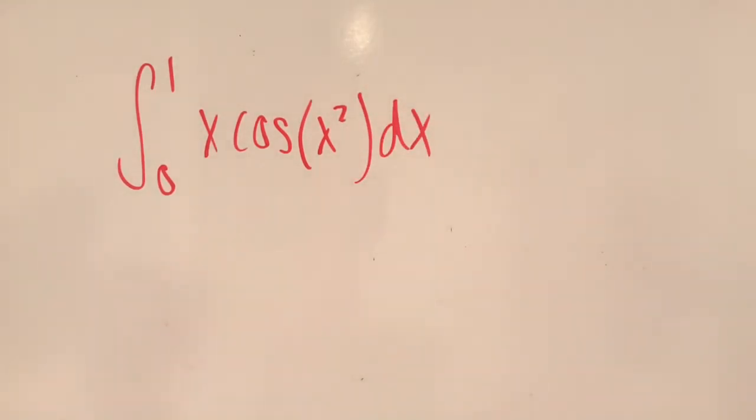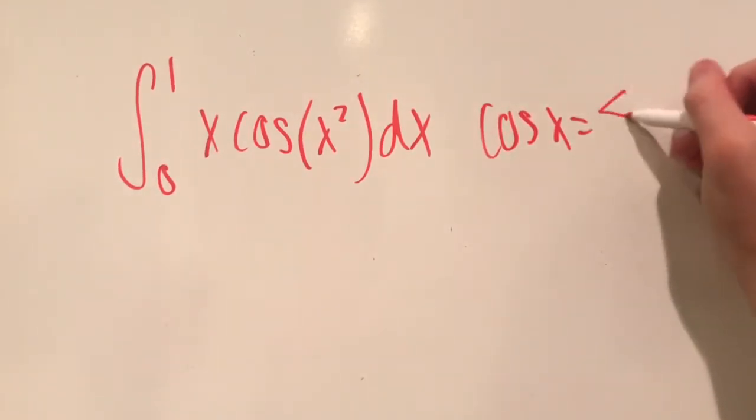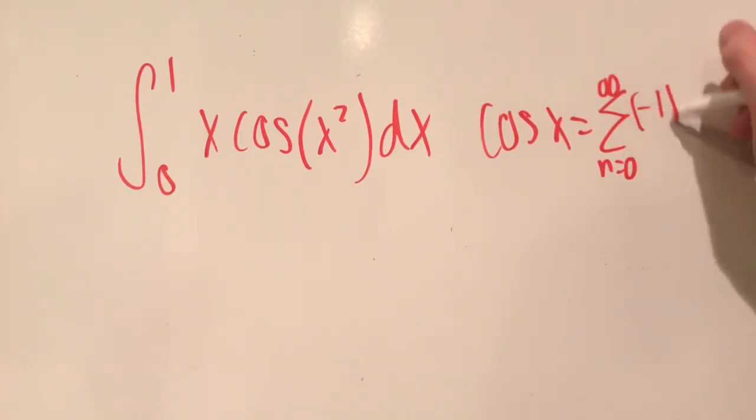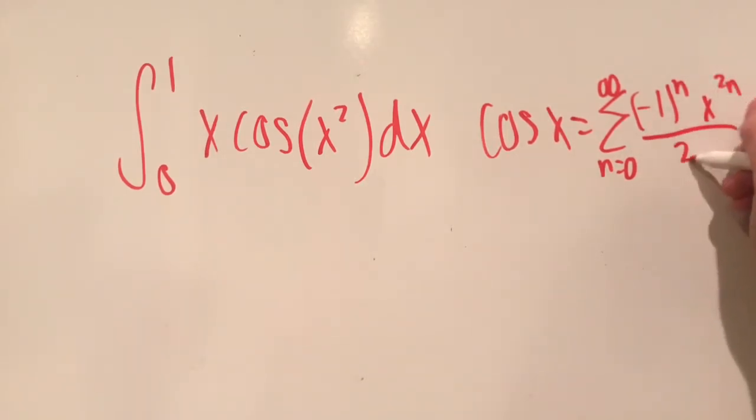Now you may be thinking, well, how am I supposed to do this? You can't just do regular chain rule, or you can't just integrate cosine by itself because of that pesky x in the front. Well, you can use Maclaurin series to your advantage. Now we know that cosine of x is equal to the summation from n equals 0 to infinity of -1 to the nth power times x to the 2n all divided by 2n factorial.